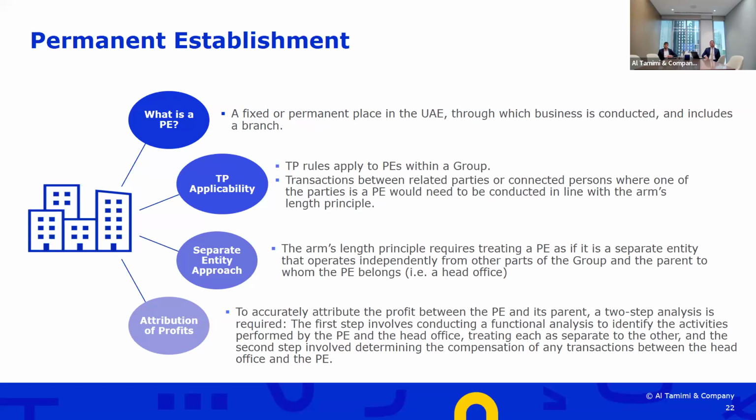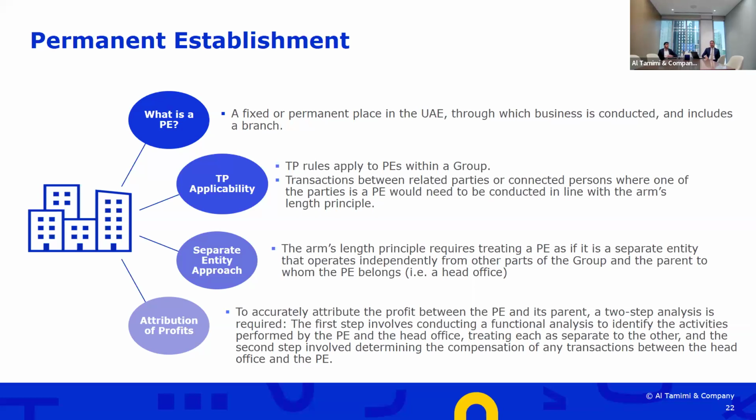And so to accurately attribute the profit between a permanent establishment and its parent, you need to carry out two steps. The first step, you need to conduct a functional analysis, identify the activities that are performed by the permanent establishment and the head office. And then the second step, you need to determine the compensation of the transactions between the head office and the permanent establishment. And so when carrying out this exercise, the first step that you would need to do is consider whether there is a permanent establishment in the first place.